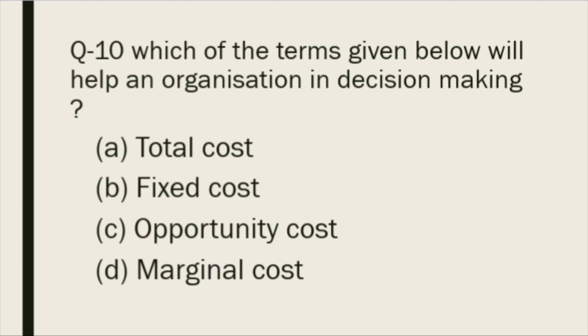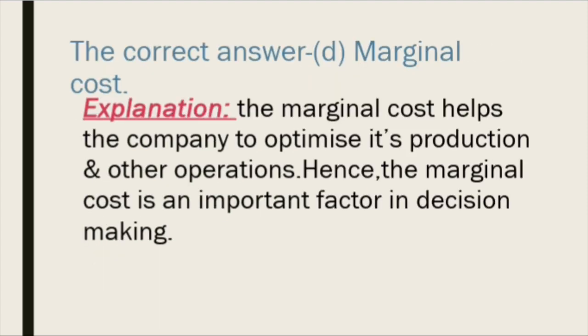So, 10th question. Which of the terms given below will help an organization in decision making? The options are total cost, fixed cost, opportunity cost, marginal cost. And the correct answer is marginal cost. The reason, we all know, is that marginal cost helps the company to optimize its production and other operations. Hence, the marginal cost is an important factor in decision making.